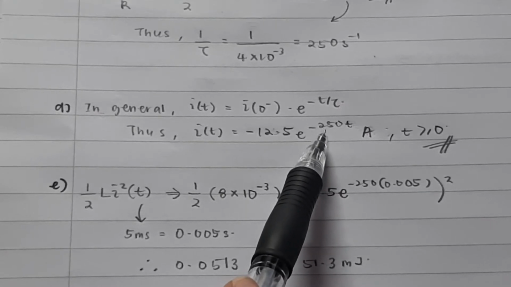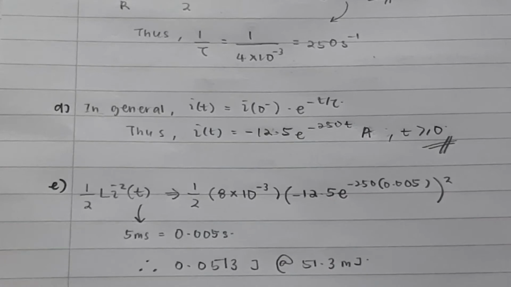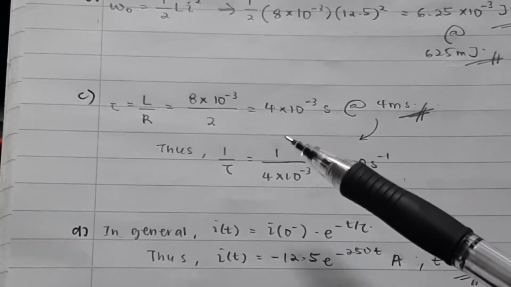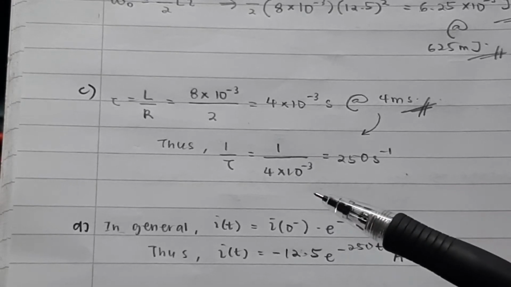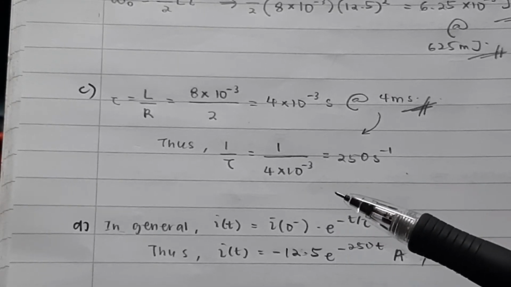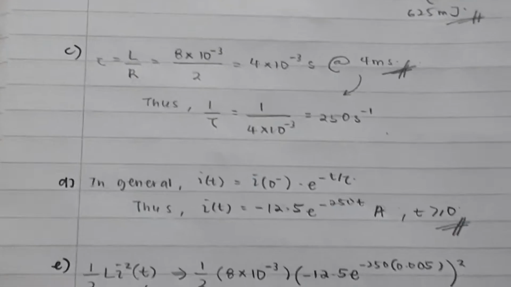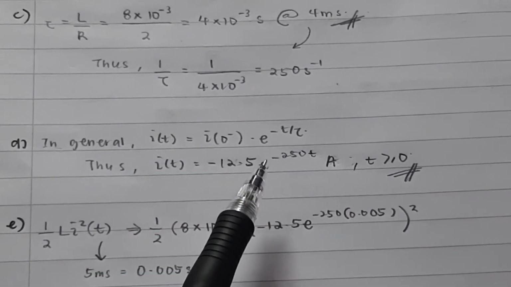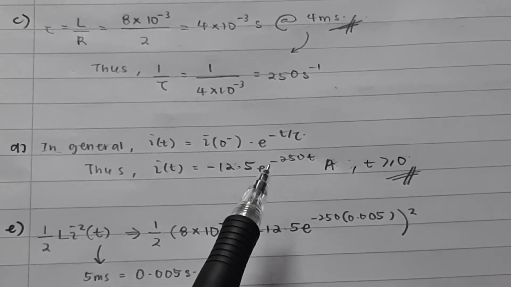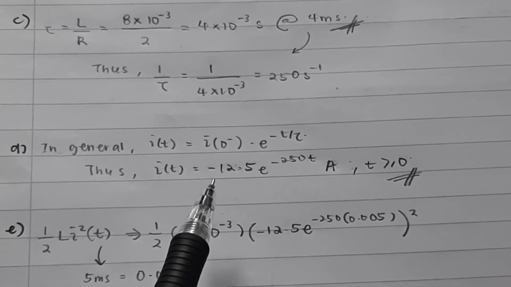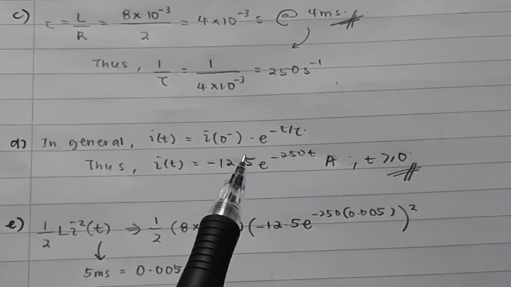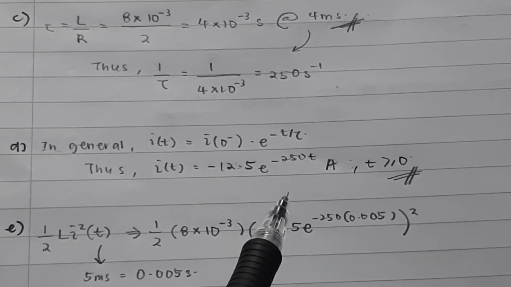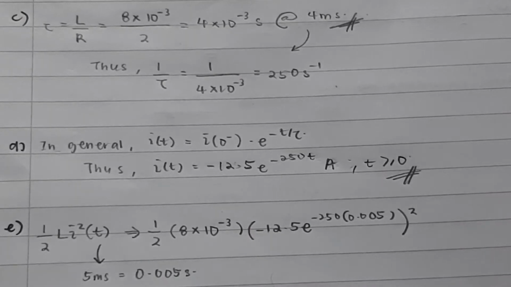So where do we get negative 250 t? From the third question, 1 over tau is equal to 1 over 4 times 10 to the power of negative 3. Then we will simply get 250. So just put the value back into the formula so we can get negative 250. So the full answer is negative 12.5 e to the power of negative 250 t ampere when the condition is t is more than or equal to 0.